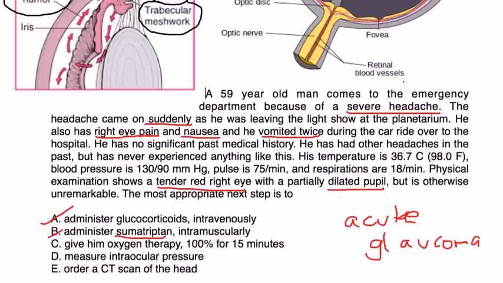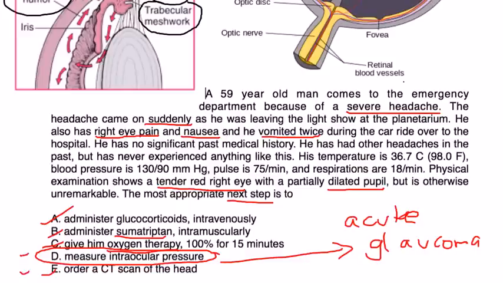answer. Give him oxygen therapy. That's also a treatment, if you remember, for cluster headaches. So this is a vision problem, so it's not that. Measure intraocular pressure. Well, that makes the most sense because that essentially will give you the diagnosis of glaucoma. Order CT of the head. That's a good choice because he does have vomiting and nausea and headache, and sometimes that can be like a brain tumor. But what they're saying is the next step. And anybody who's worked in an ER knows that you do the cheapest stuff first. And D is a lot cheaper than ordering a CT.